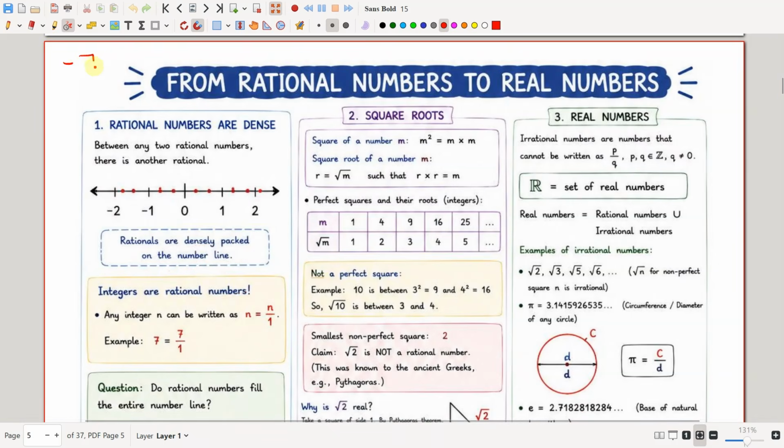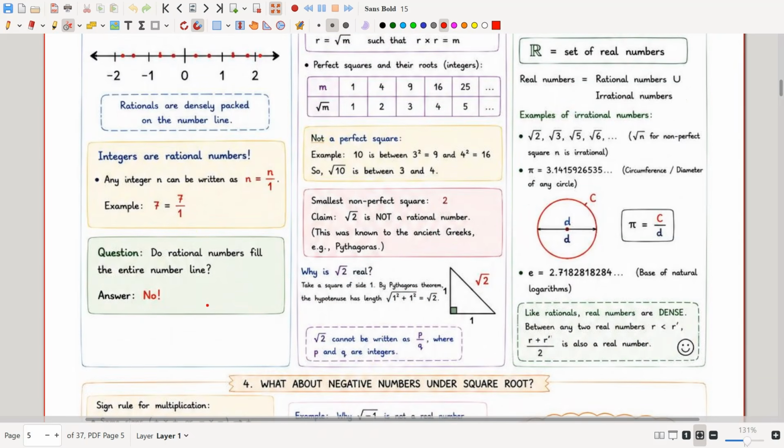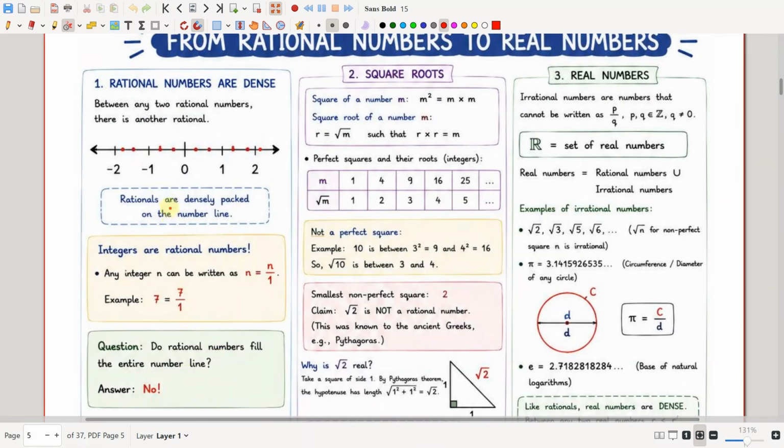See, -7 is an integer. -7 by 1 is a rational number. So integers are special rational numbers. Okay, and see here, do rational numbers fill the entire number line? No, they do not fill the entire number line, but the rational numbers are densely packed on the number line.